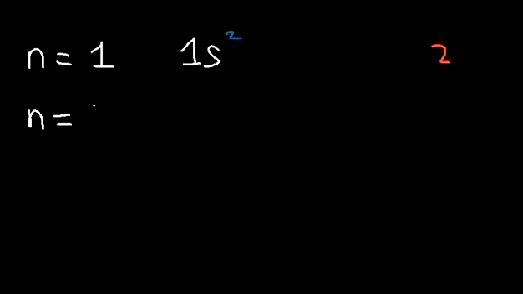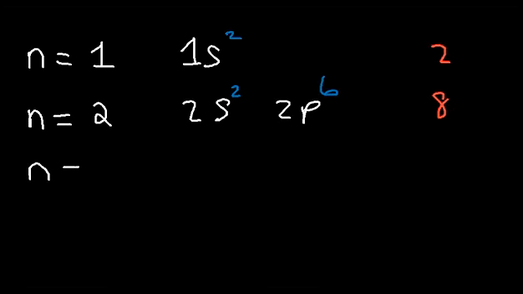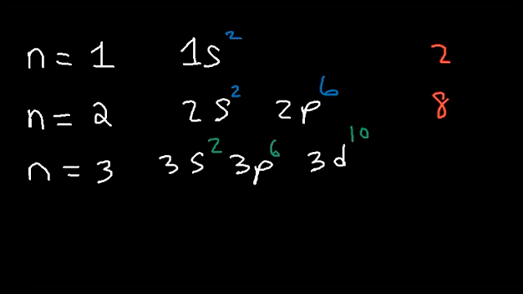Now what about the second energy level? How many electrons can be in the second level? In the second level, you only have 2s and 2p. We know s can hold 2, p can hold 6. 2 plus 6 is 8. So there are 8 electrons that can occupy the second energy level. Now what about the third energy level? So we have 3s, 3p, and 3d. So it's going to be 2, 6, and d can hold up to 10. So there's up to 18 electrons in the third energy level.